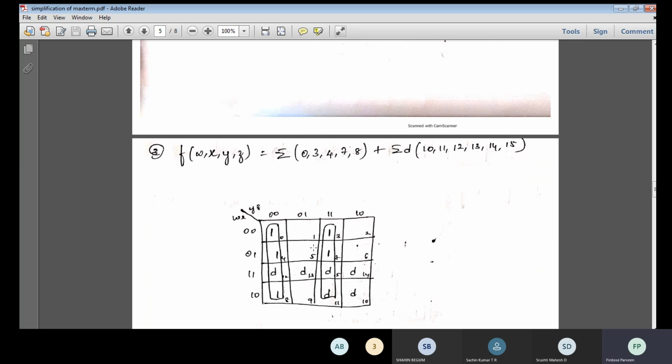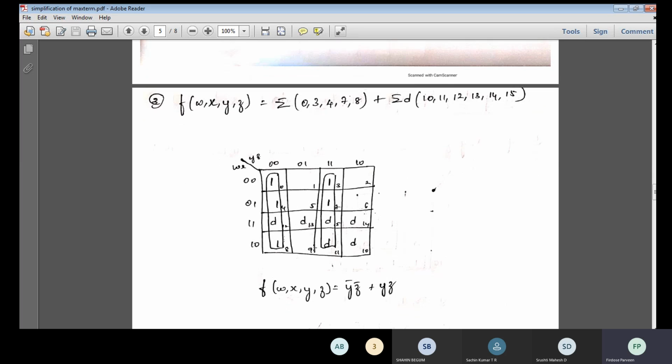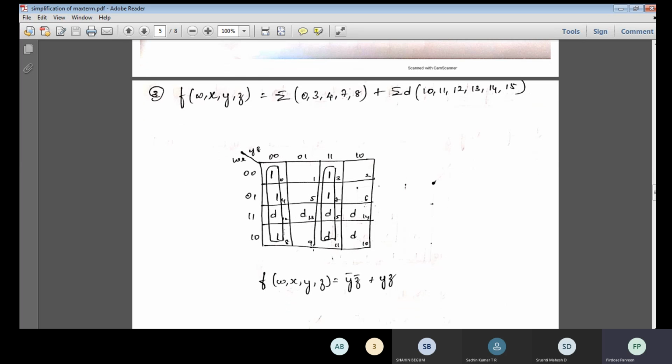Okay, so now one more example. F of WXYZ is equal to summation 0, 3, 4, 7, 8 plus summation D 10, 11, 12, 13, 14. So I've placed 1 in cells 0, 3, 4, 7, 8 and I've placed D, that is don't care terms, in cells 10, 11, 12, 13, 14 and 15. After placing it, I will group it. I should always prefer the maximum cell grouping.